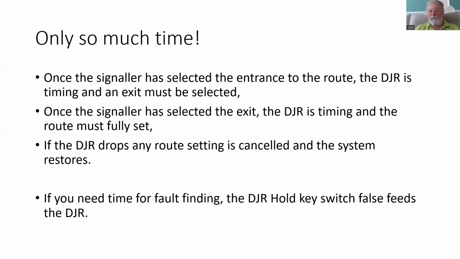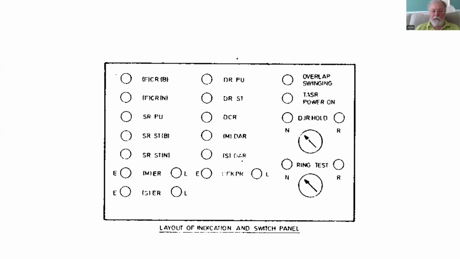Now, with a limited amount of time, it makes fault finding quite difficult. So one of the features provided in the push-button interlocking is a key switch where you can keep the feed to the DJR maintained whilst you undertake fault finding throughout the interlocking. In addition, on the push-button interlocking, there are some indication lights which assist in fault finding. One can see when the various lines are energized. And there is also an ability to test some of the loops.